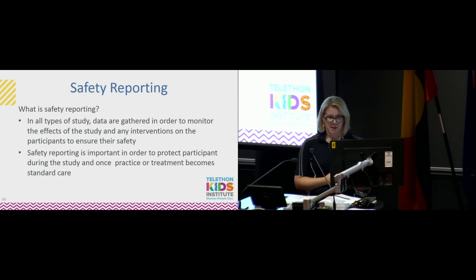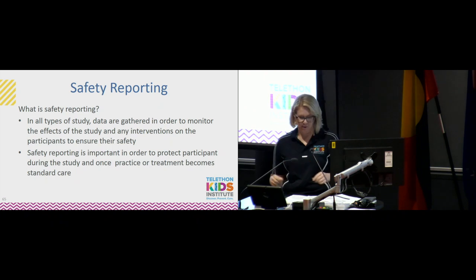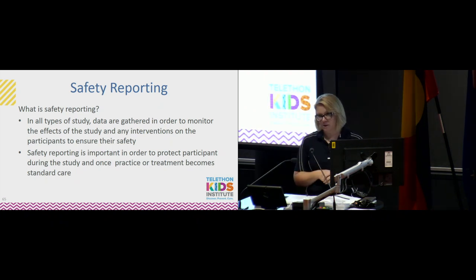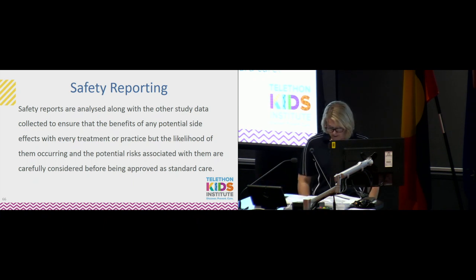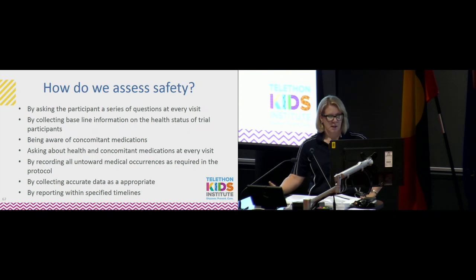It's important to learn that once a practice or treatment becomes standard care, all of that information is then fed into the leaflets you get in any drug that you would be prescribed. That's where that information comes from. So regularly you will get safety reports, and they're analysed with any other study data that's collected, to ensure that the benefits, any potential side effects with every treatment or practice, the likelihood of them occurring and the potential risks associated with them are carefully considered before being approved into standard care. Okay? This needs to be done very, very rigorously. How do we get this information?